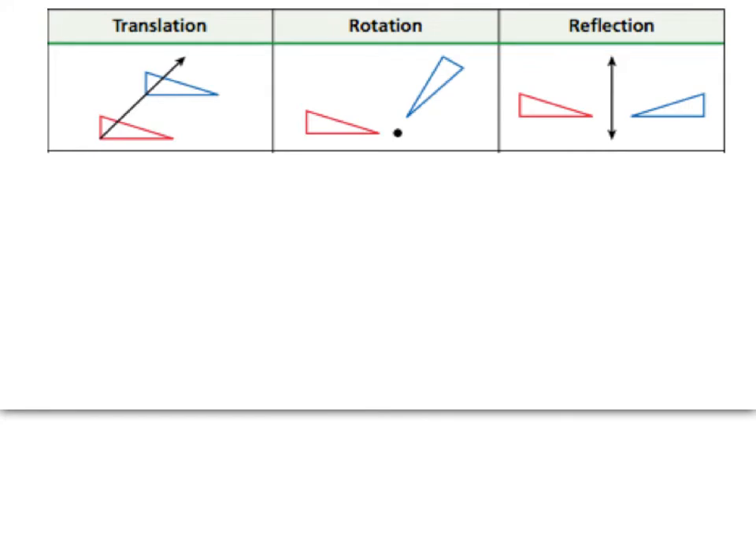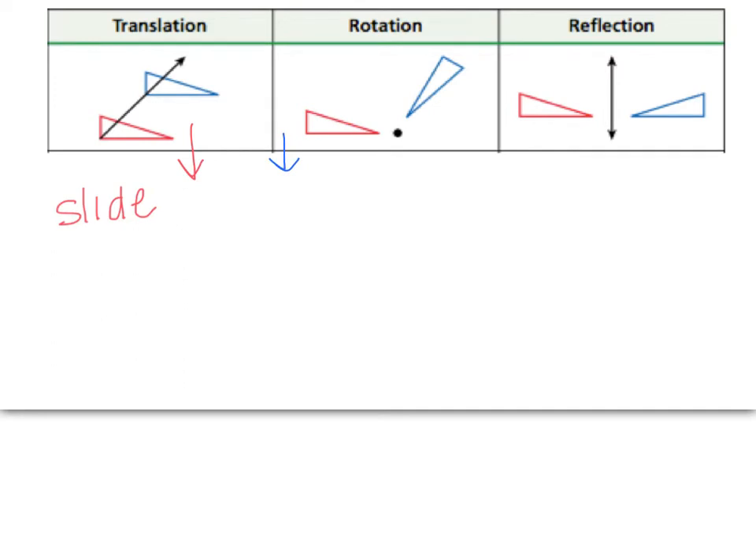Okay, if we look at this diagram, we can see that a translation is a slide. So if we start at red, which is the original, we are going to slide it, which gives us the blue. The next type that we can look at is a rotation.